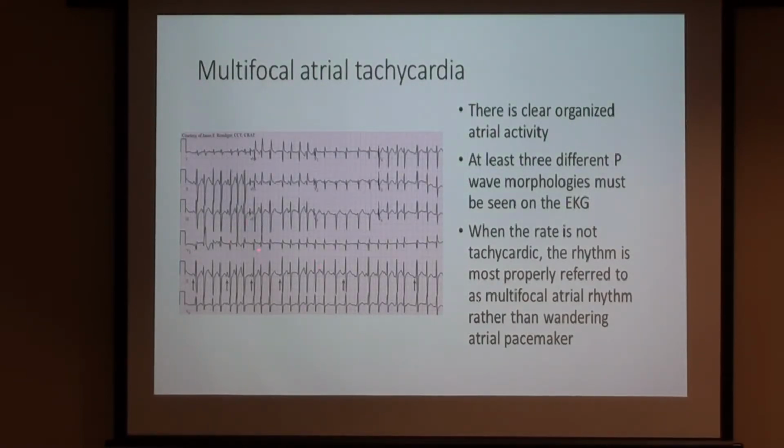Occasionally, you'll see this rhythm when it's not tachycardic, usually because I've gotten to them and started them on a beta blocker. Then some people will call that wandering atrial pacemaker, where it's MAT without the T part, in other words, the rate's controlled. I would caution you against using the term wandering atrial pacemaker, because that is a very specific diagnosis that is rarely seen, actually. I prefer to call that a multifocal atrial rhythm. If it's not tachycardic any longer, then you can't refer to it as a tachycardia.